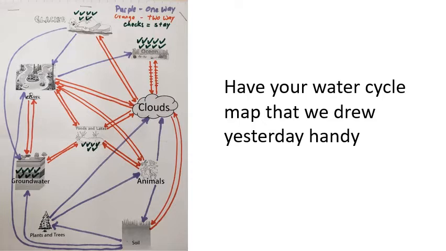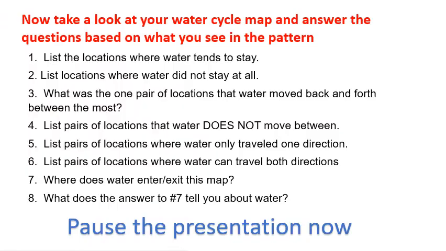And here's what I need you to do first. I want you to look at that water cycle map, and I want you to answer these questions based on what you see in the pattern. You don't have to write them all down, or if you do, write them in pencil, in case you get them wrong, but definitely leave some space where I'm going to go through these questions with you. But I'd like you to do this for yourself first. So pause the presentation at this time and just read through the questions, looking at the map, and get an idea of what you think the answers are.